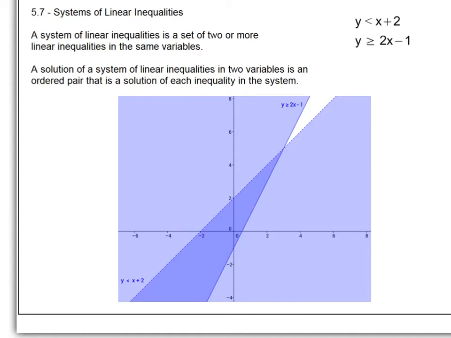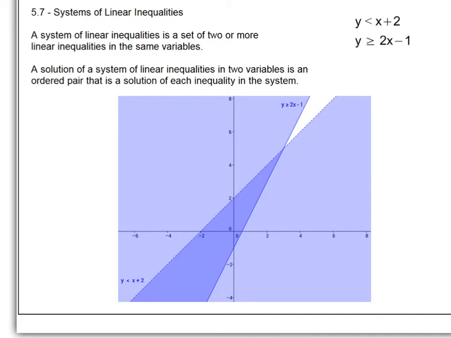Basically what you do is you graph both inequalities in the same coordinate grid. You can see I have a solid boundary line for y is greater than or equal to 2x minus 1, and I have a dotted boundary line for y is less than x plus 2 because of the lack or presence of "or equal to" in the inequality.